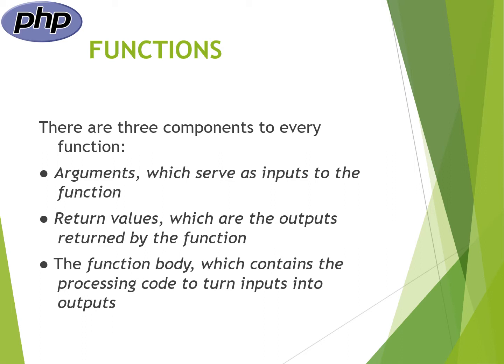Arguments serve as input to the function. Return values are the outputs returned by the function. The function body contains the processing code to turn the input into the corresponding output. So arguments are the input to the function, return values are the output from the function, and the function body contains a set of code, termed the processing code, which transforms input to the corresponding output value.